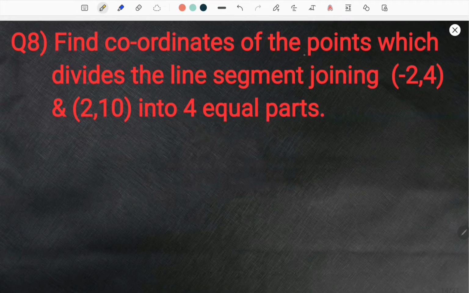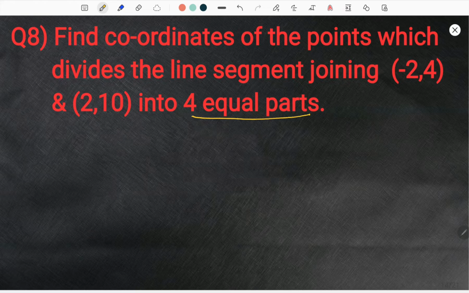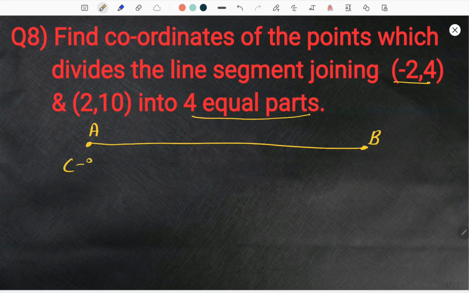Find the coordinates of the points which divide the line segment joining minus 2, 4 and 2, 10 into 4 equal parts. Very, very important question, can be asked for 4 marks. Here is the line segment, this is the point A and here is the point B. The point A is minus 2, 4 and point B is 2, 10. It has to be divided into 4 equal parts.